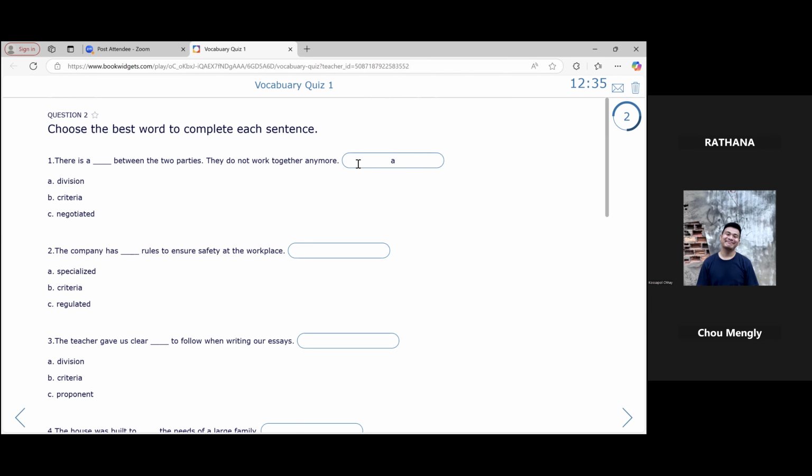I think A, still A. Okay, we can move on after that. We don't work together anymore. I think negotiate. Maybe negotiate, maybe attitude. Negotiate. It's a verb. Negotiate, right?